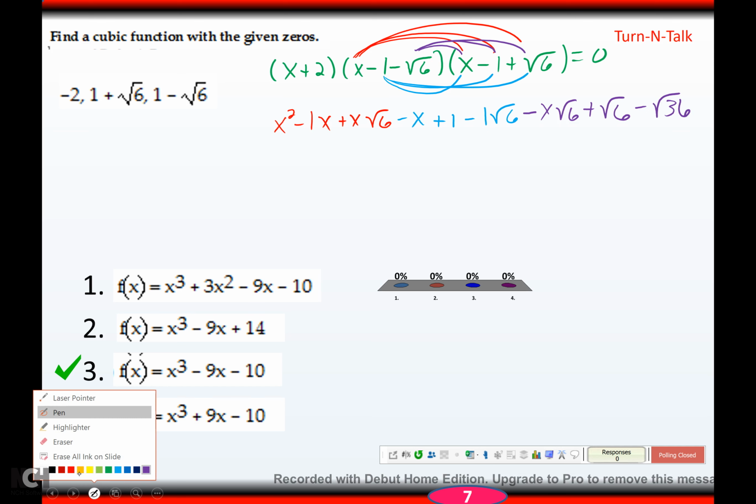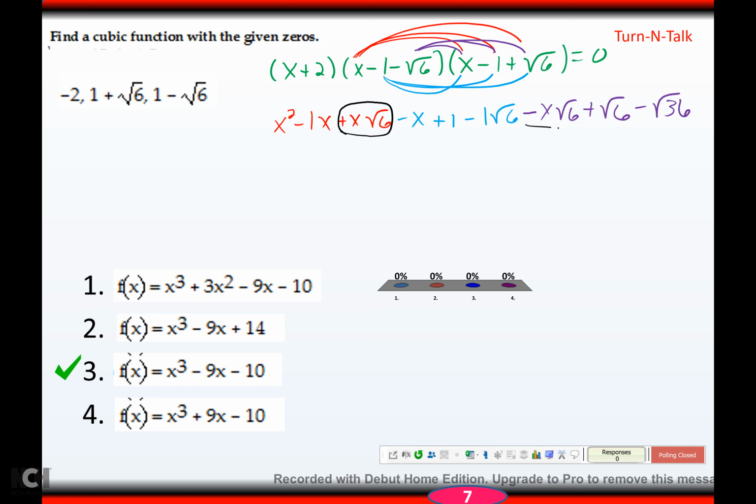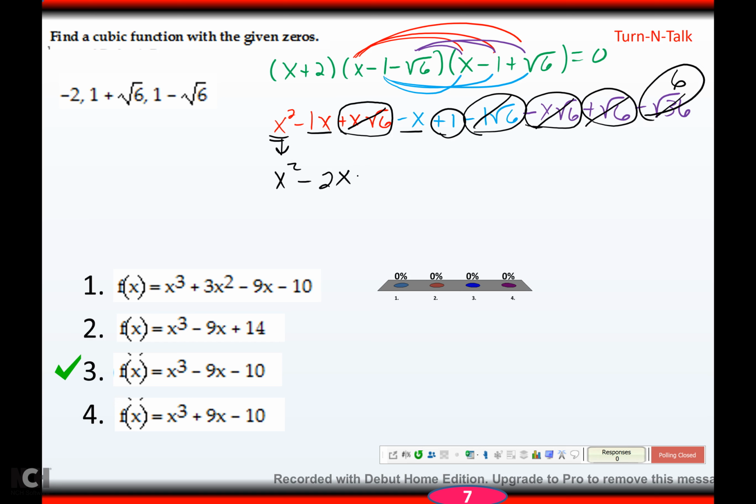And combine like terms. Cancel. I know that my radicals should all cancel. Positive x square root of 6, negative x square root of 6, gone. Negative 1 square root of 6, positive square root of 6, gone. Square root of 36 is a real 6. So I have x squared minus 1x minus x is minus 2x. Positive 1 minus 6 is negative 5.